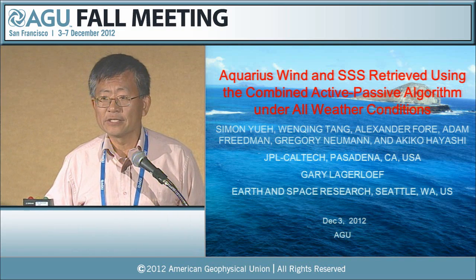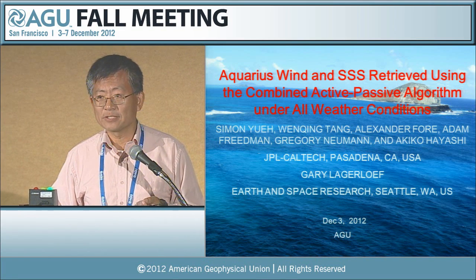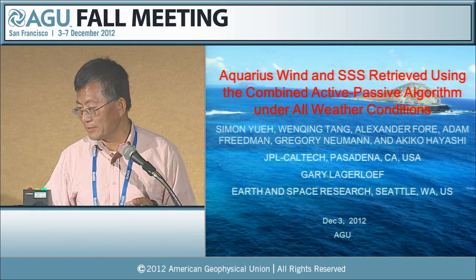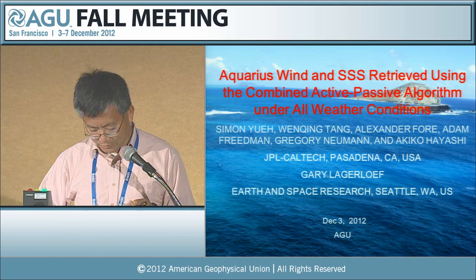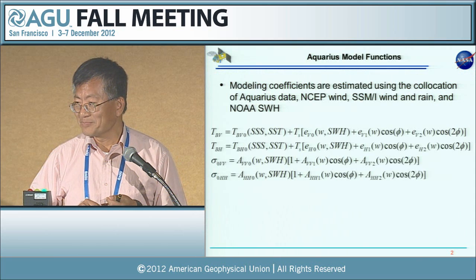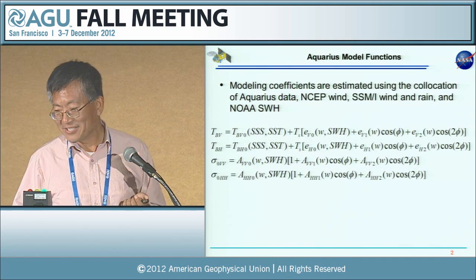Okay. So I'm going to present to you the result from an algorithm that has been developed at JPL for the roughness correction, and essentially that will also be very useful for the wind and salinity retrieval together. And thanks to a lot of speakers before me, who have already given you a lot of background, I can skip all those charts. But the bottom line is very simple.